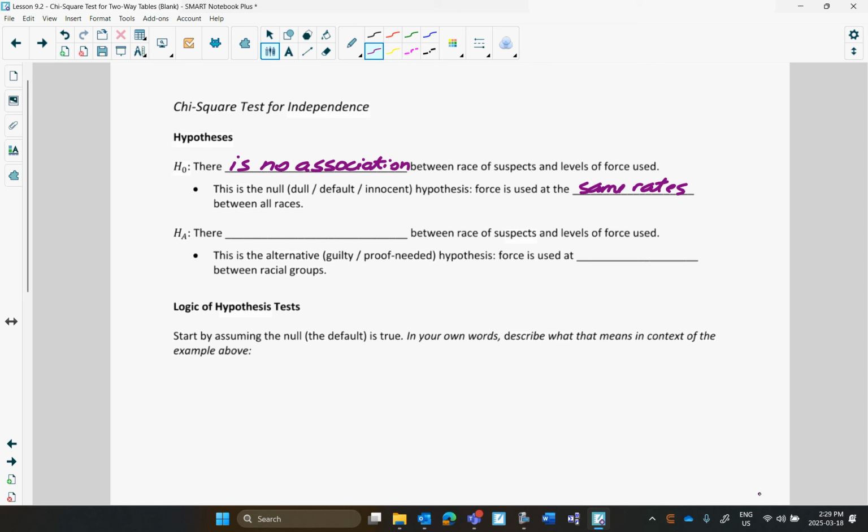What we're trying to establish or see is that there is an association between race of suspects and level of force used. This is the alternative, and we're trying to see if force is being used at different rates. So you see, we've set it up as a simple hypothesis test, rather than doing a series of tests.